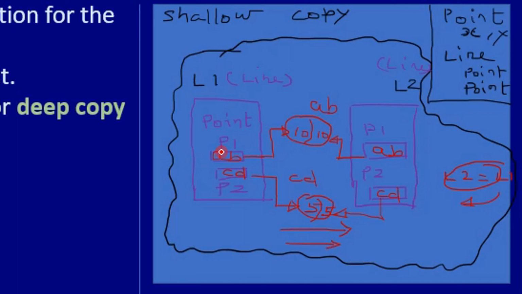Now if a user accesses L1 or L2 and changes point P1 from 10 to 20 through the line 2 object, it is reflected on line 1 also. So the copy is not a right one. That's the problem with the shallow copy.